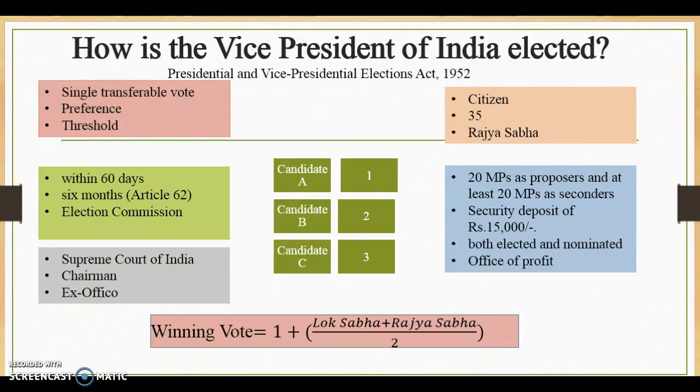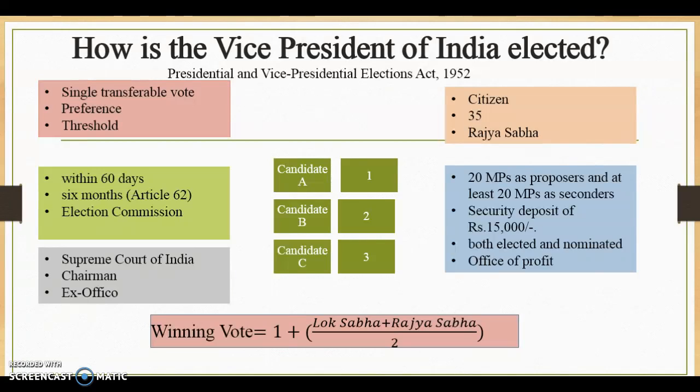The voter has to indicate the preference. Suppose there are three candidates, candidate A, candidate B, candidate C. So a voter can indicate preference like 1, 2, 3. Another voter can indicate preference like 2, 3, 1 or 3, 2, 1. He can change the preference. The candidate names will be the same, but the preference column will be blank. So the voter can input his preference.